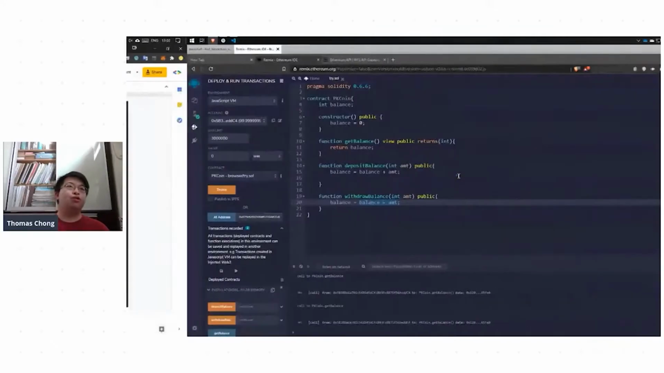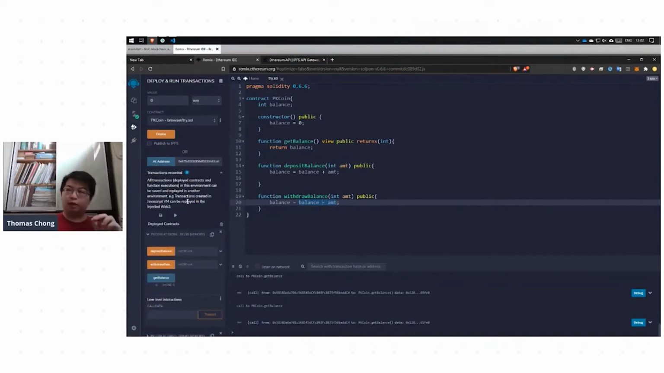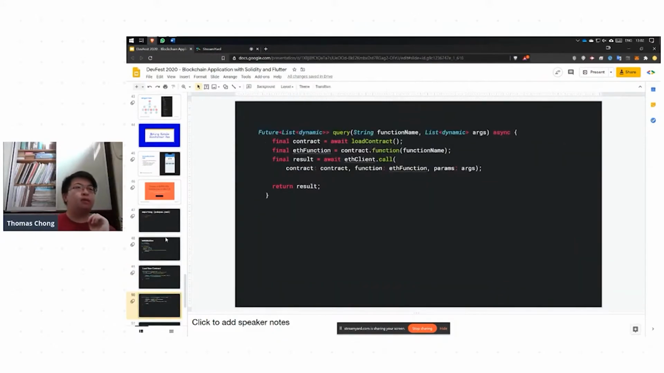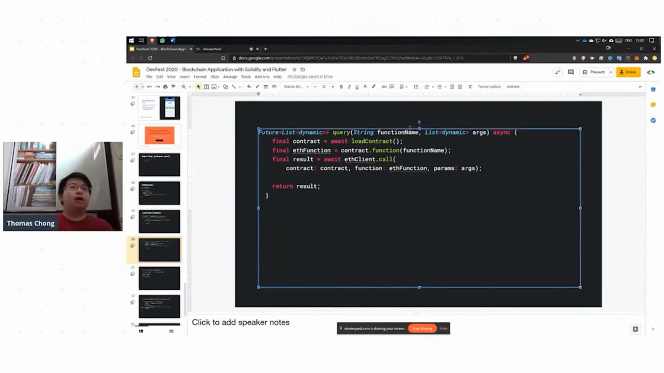So you need to make use of the Remix IDE to deploy a smart contract on the Ethereum network first. After that, you need to retrieve the smart contract address, and then you put it into the string here. After that, we are trying to deploy a contract here, and then you need to include your contract address here.